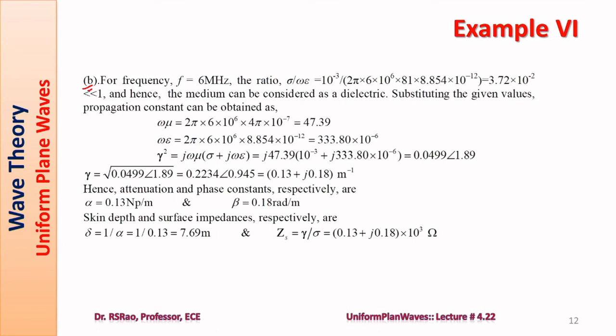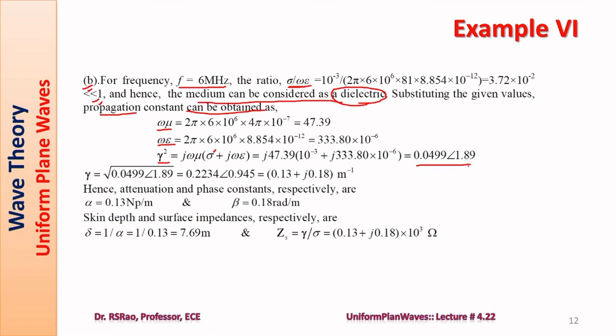Now we come to B. Frequency is 6 megahertz, so the dissipation factor or loss tangent is 3.72 into 10 power minus 2. It is very, very less when compared to 1. Hence, the medium can be considered as a dielectric. Using the given values, the propagation constant can be obtained as first calculate omega mu, then omega epsilon. Gamma square is j omega mu into sigma plus j omega epsilon. Sigma is available. Substitution and a little bit of manipulation results in gamma square as 0.0499 at an angle of 1.89.